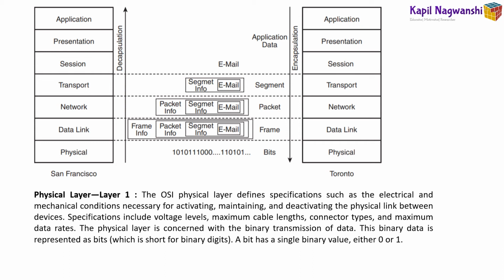In the data link layer, the information is divided into frames. So there is frame information, packet information, segment information along with the email. And finally in the physical layer, it is just raw bit format. Okay. And similarly, what you have sent is received by the physical layer.